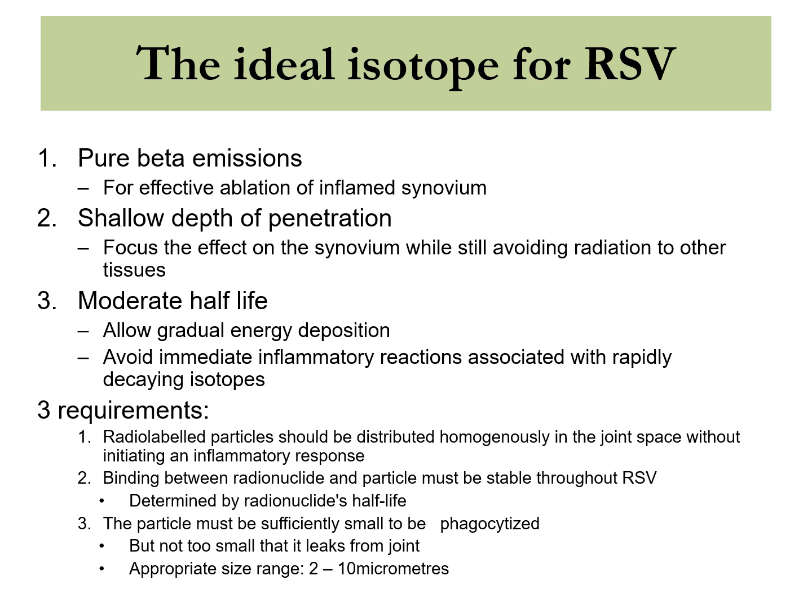So three requirements are important. Radiolabeled particles should be distributed homogeneously in the joint space without initiating an inflammatory response. Binding between the radionuclide and particle must be stable throughout radiosynovectomy. This can be determined by the radionuclide's half-life. The particle must be sufficiently small to be phagocytized, but it cannot be so small that it will leak from the joint. So the appropriate size should range between 2 to 10 micrometers.